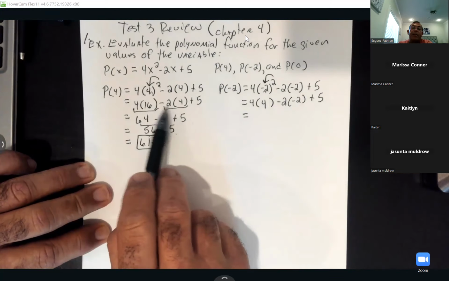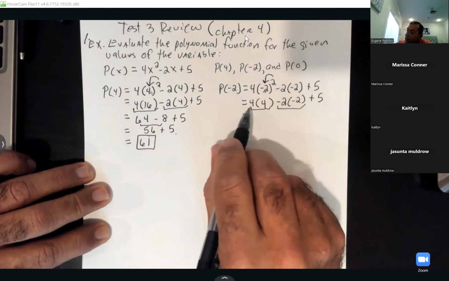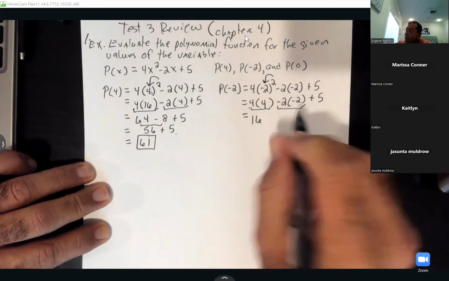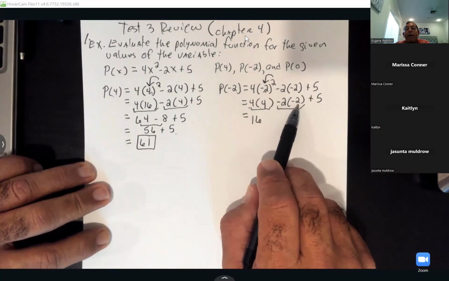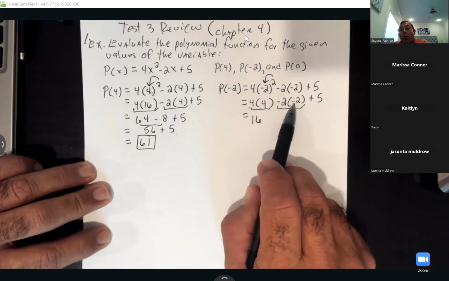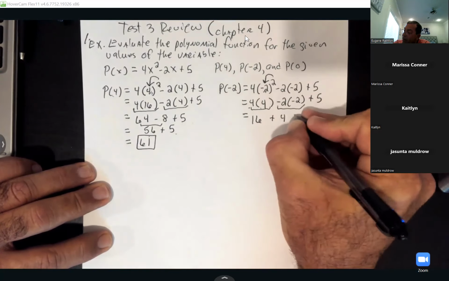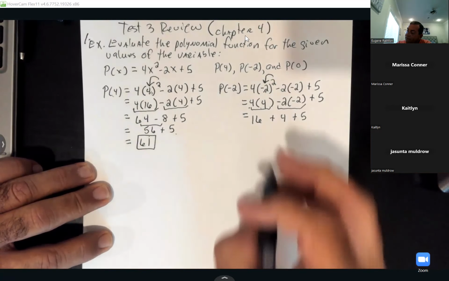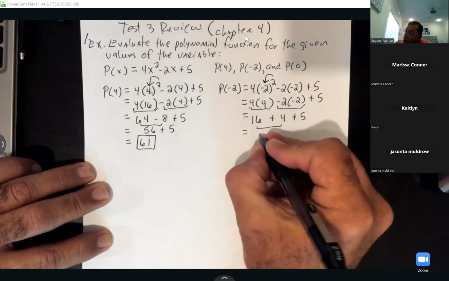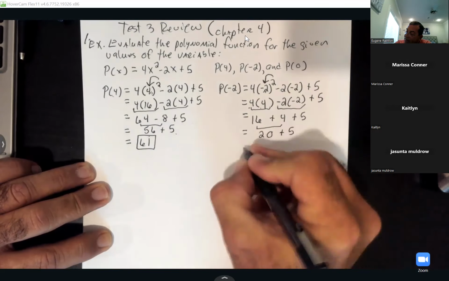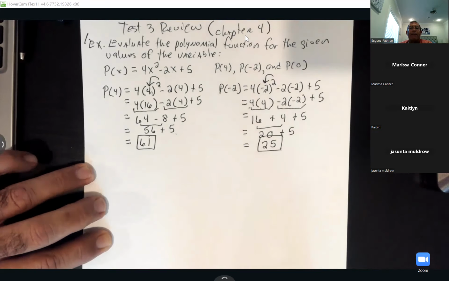So if you notice, I'm basically doing the same steps as I did over here. Now I'm going to multiply. 4 times 4 gives me 16. Now watch out here, because we're subtracting 2 times negative 2, which will be subtracting a negative 4. But remember, when you subtract a negative 4, you're going to make that a positive 4, and then bring down that positive 5. All right, so once again, I'll add left to right. So 16 plus 4 gives me 20, plus my 5. And y'all, 20 plus 5 gives us 25.